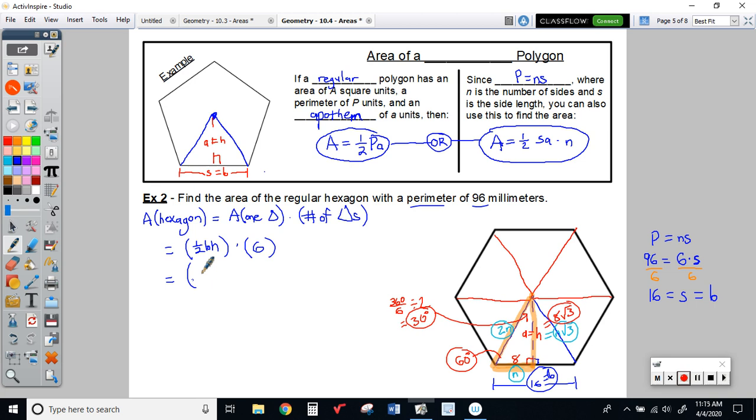So we've got 1/2 times 16 times 8 root 3, all that times 6 triangles that we made. So at this point, I would say yes, use a calculator to figure this out, but don't multiply by root 3. You should be able to get an exact answer for this. So half of 16 is 8. 8 times 8 is 64. And then 64 times 6 would be 384. So you'd have 384 times the square root of 3 millimeters squared on this one. Perimeter was millimeters, so area is going to be millimeters squared. That would be an exact radical form, simplified radical form answer of this.